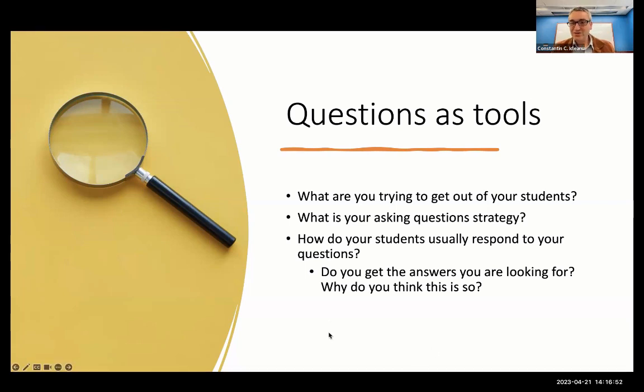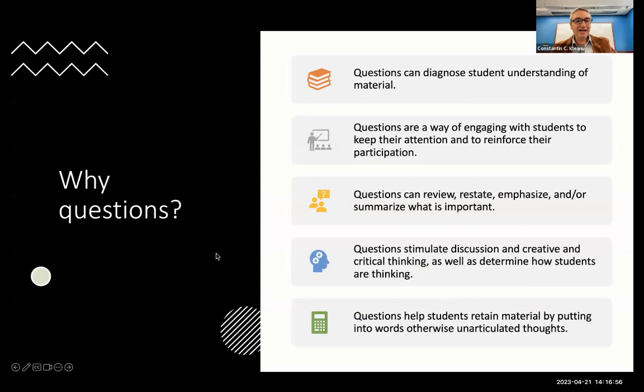Okay, well, thank you guys for your participation. So why questions? Here are some thoughts I had, and I researched. Questions can diagnose student understanding of material. So these are comprehension checks.